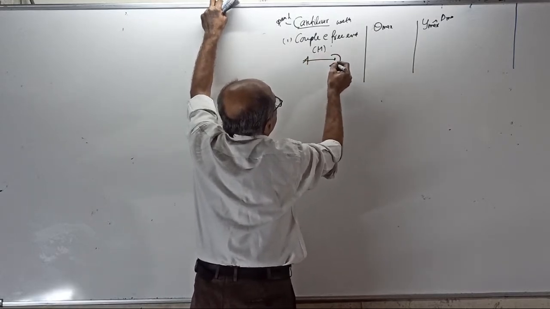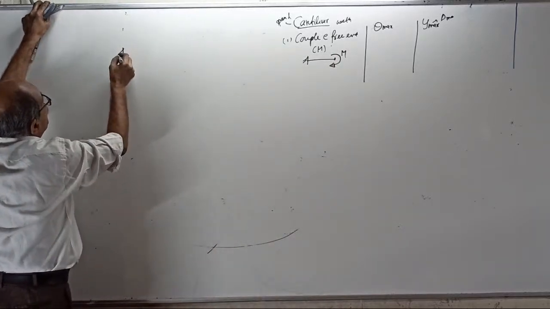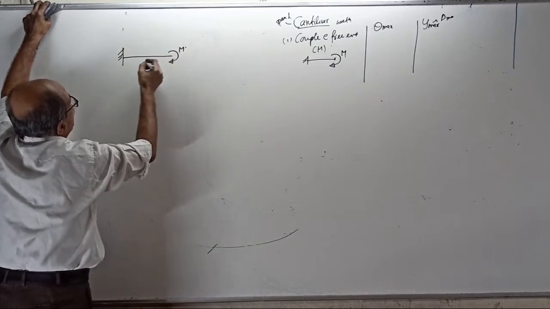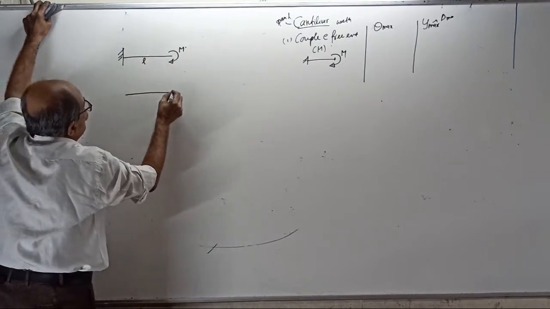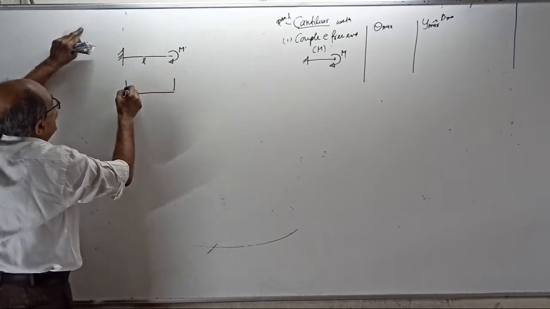Couple at free end M. See, I will put here now. Consider the beam, couple M at the free end, span is L. Bending moment diagram: here BM is M. Everywhere you see, BM is M.